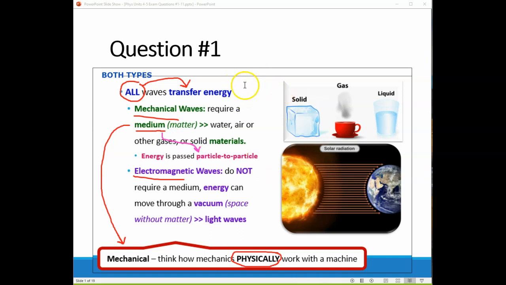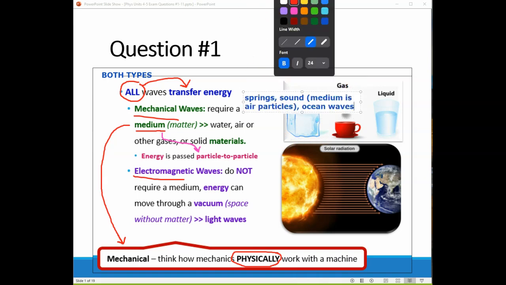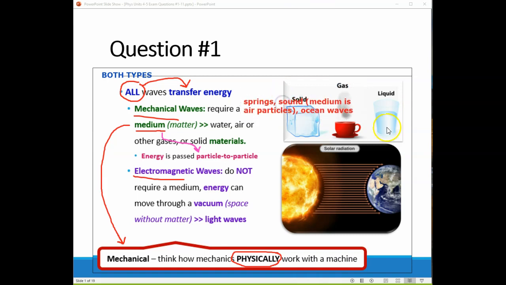Some examples here are things like springs, things like sound, which gets passed through air. Medium is air, particles. Or things like, for example, ocean waves. All of those things require a medium. Okay, so those would be examples of mechanical waves.